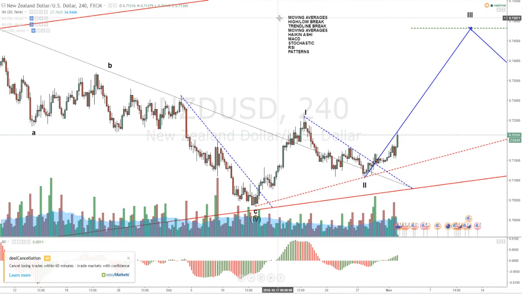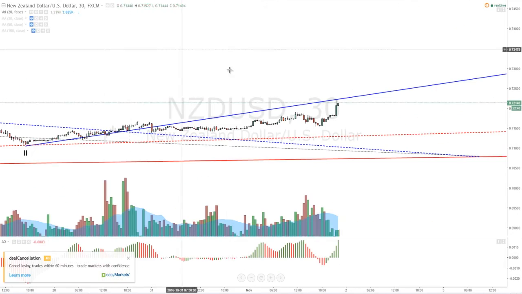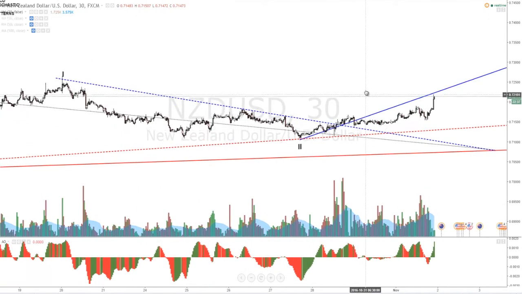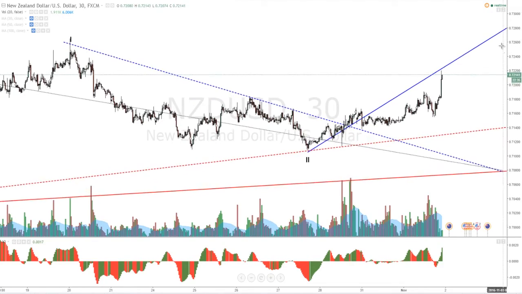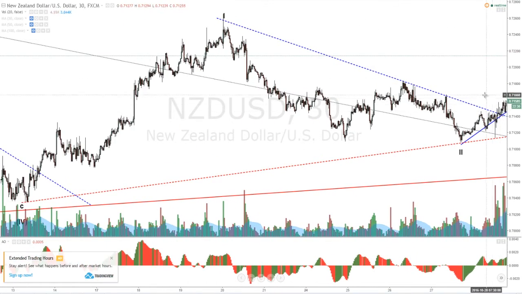I'm going to try and show you how the entry would have behaved if we used moving averages, high-low break, trendline break, Heikin Ashi, MACD, Stochastic, RSI, or patterns. So this would be the 4-hour setup. We would go into the 30 minutes and, imagining we were looking for an entry at the break of this trend line.